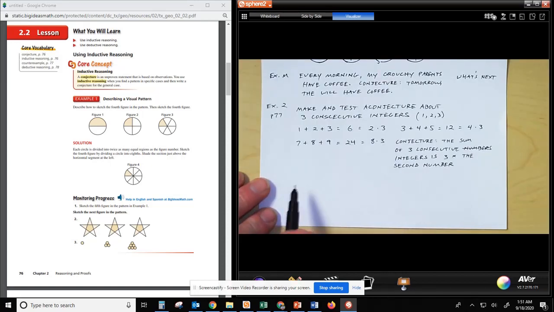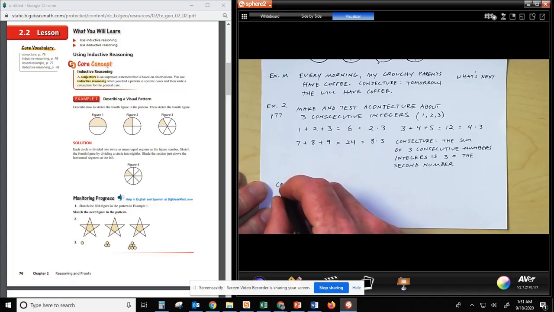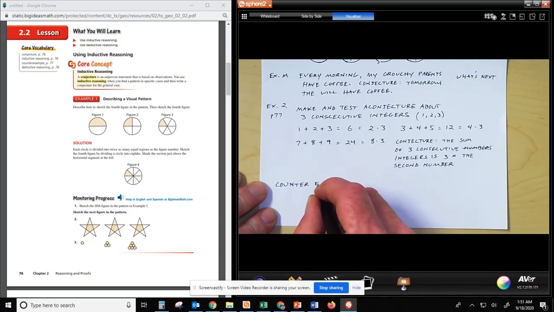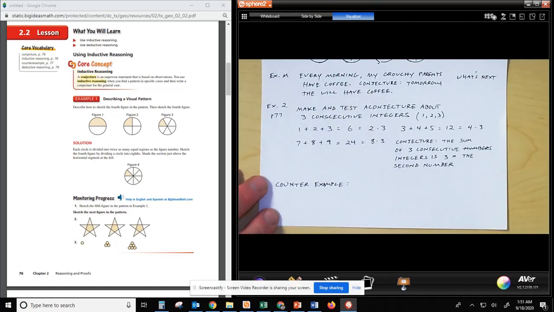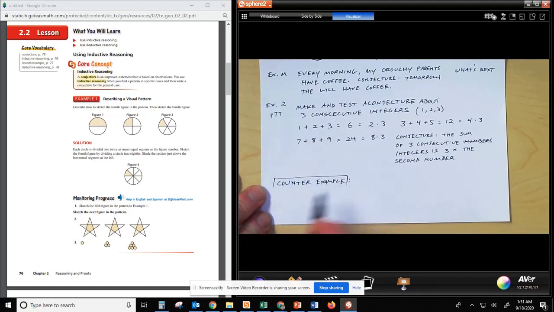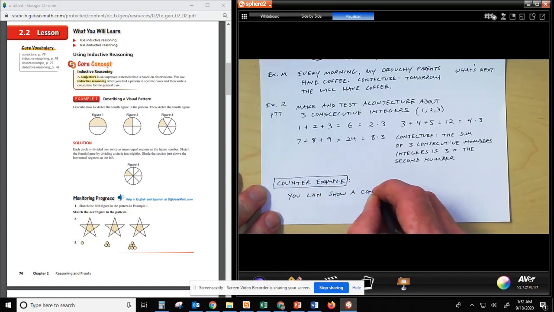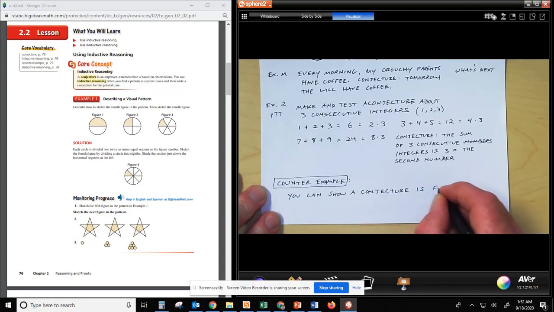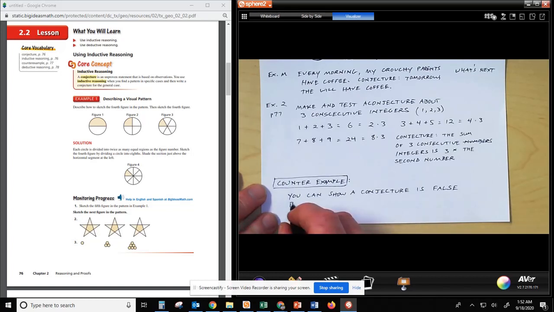We're going to bring one more vocabulary here. The counterexample. And I bet a bunch of you know what this is already. The counterexample. All right, so let's keep that consistent. I'm making a vocabulary word here. And I'll say that you can show a conjecture is false. And remember, this past week we talked about conditional statements, and we evaluated them as true and false. You can show that a conjecture is false by finding just one counterexample.